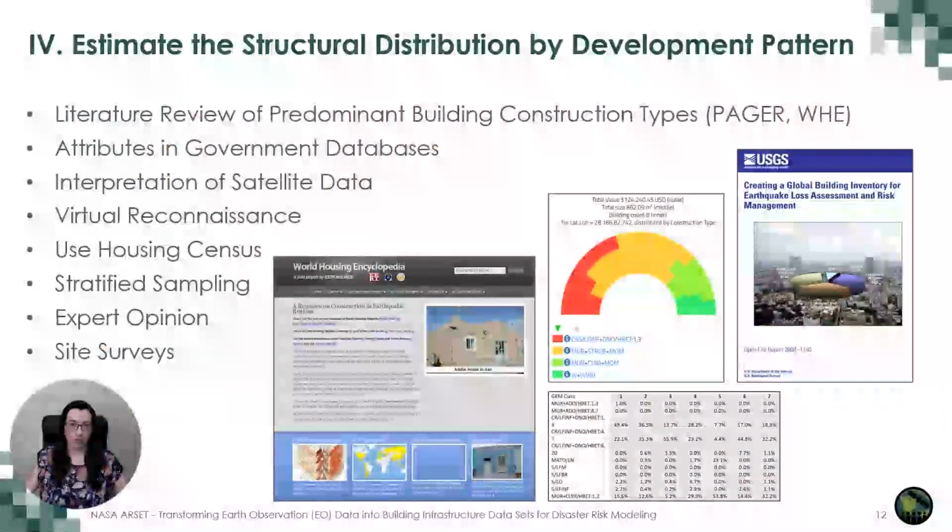Once the development patterns have been determined, a structural distribution can be estimated using a combination of virtual reconnaissance, building construction literature, and a well-defined stratified sampling strategy. For a level 1 exposure, you can use global datasets like the World Housing Encyclopedia, whereas for a level 3 or 4, you'll require an in-field survey to sample the structural types within each development pattern.